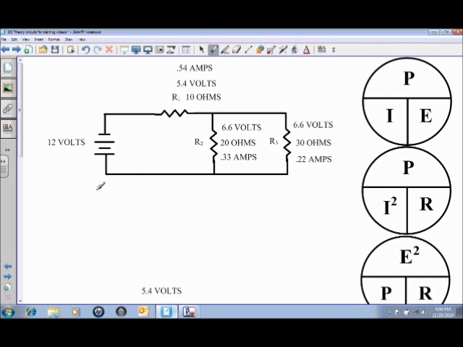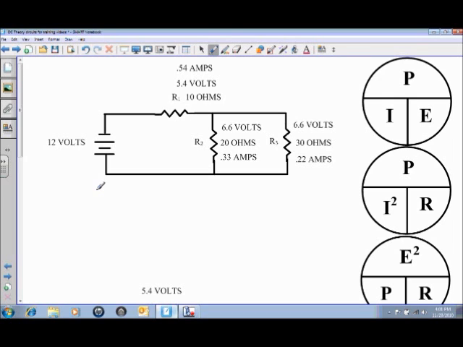We have the 12 volt source, R1's at 10 ohms, 5.4 volts dropped across it, and 0.54 amps. And going into the parallel branch of R2 and R3, we have 6.6 volts on both of those locations, R2 at 20 ohms, R3 at 30 ohms, and a current division on those two branches, 0.33 amps on the R2 branch and 0.22 amps on the R3 branch.